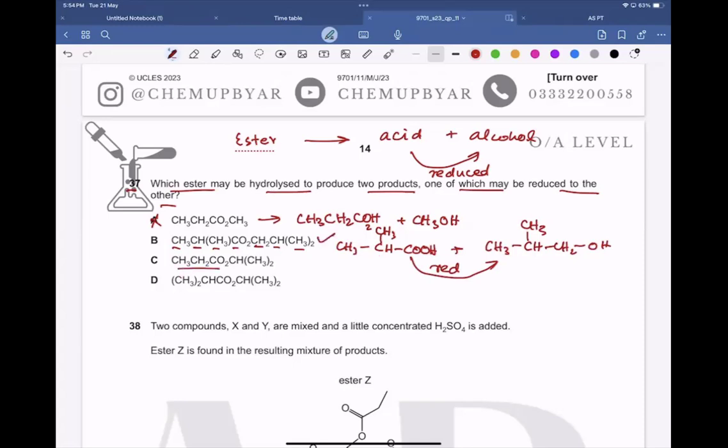In C, there are 3 carbons in the linear line and there is a branch one. So on hydrolysis, we are getting different products. So C cannot be an answer. And in D, there are 4 carbons over here and 3 carbons over here. Due to the different number of carbons, we are not going to get the same product. So D cannot be an answer as well. So B is the correct answer.